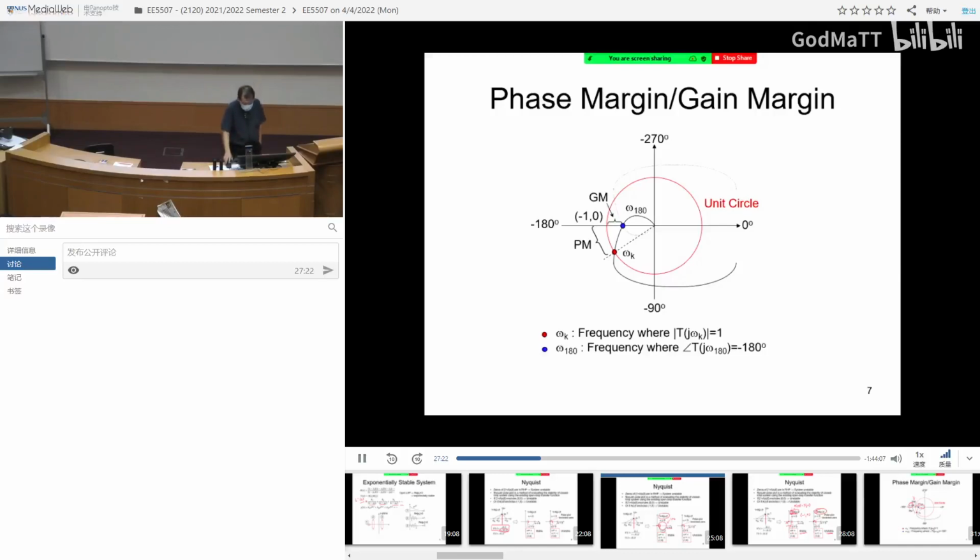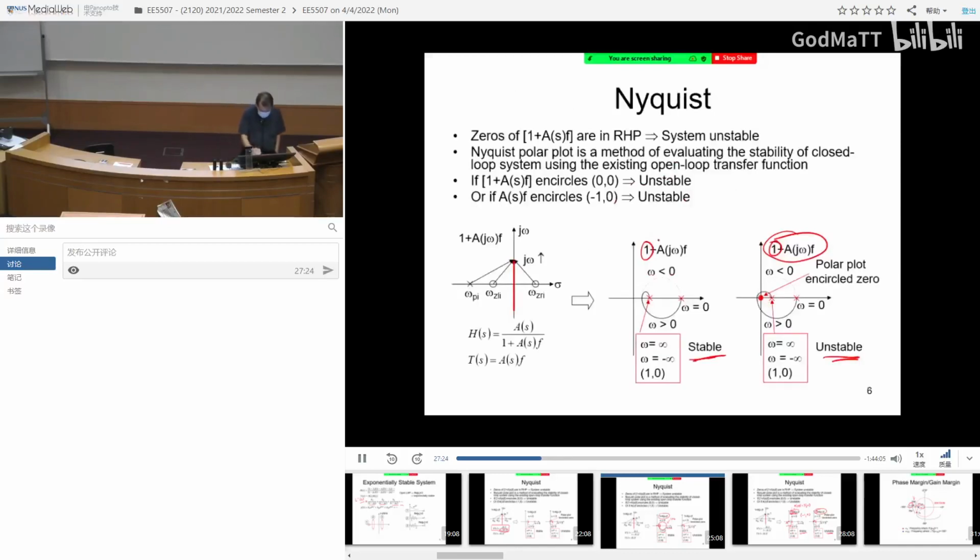So we can actually just focus on this guy. Or equals to Tj omega. Think carefully. If I plot 1 plus something enclosing 0, now let's say I remove 1. I remove this addition of 1. Effectively, I'm no longer looking at enclosing 0. I'm looking at enclosing minus 1, 0.